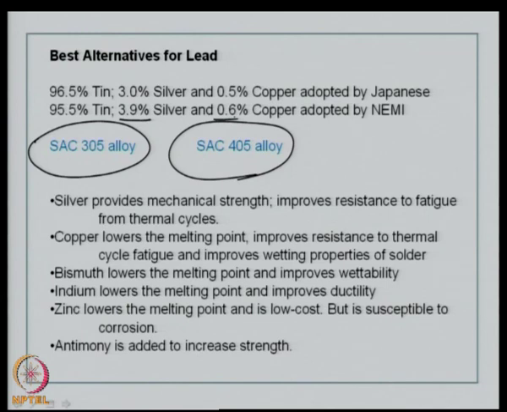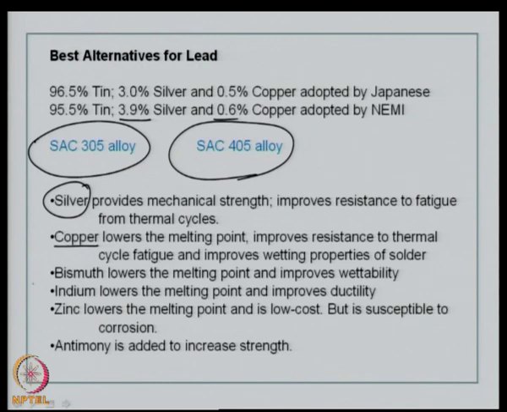Silver provides mechanical strength. So, why do we use silver? It improves the resistance to fatigue from thermal cycles. The use of copper in this alloy lowers the melting point, improves resistance to thermal cycle fatigue, and improves the wetting properties of solder.